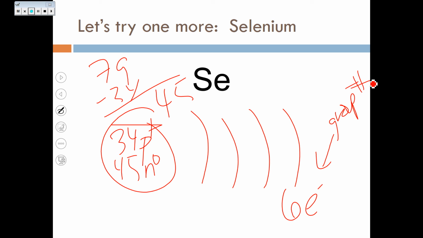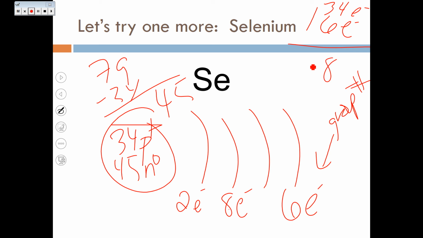Then you start from the inside out. 2 electrons, 8 electrons here. These are, again, come from the maximum number of electrons each of the energy levels can hold. So 2 plus 8 is 10, plus 6 is 16 electrons, and I need 34. So 34 minus 16 is 18. So those 18 get filled in here. When you add up 2, 8, 18, and 6, they should add up to selenium's atomic number of 34, which they do.